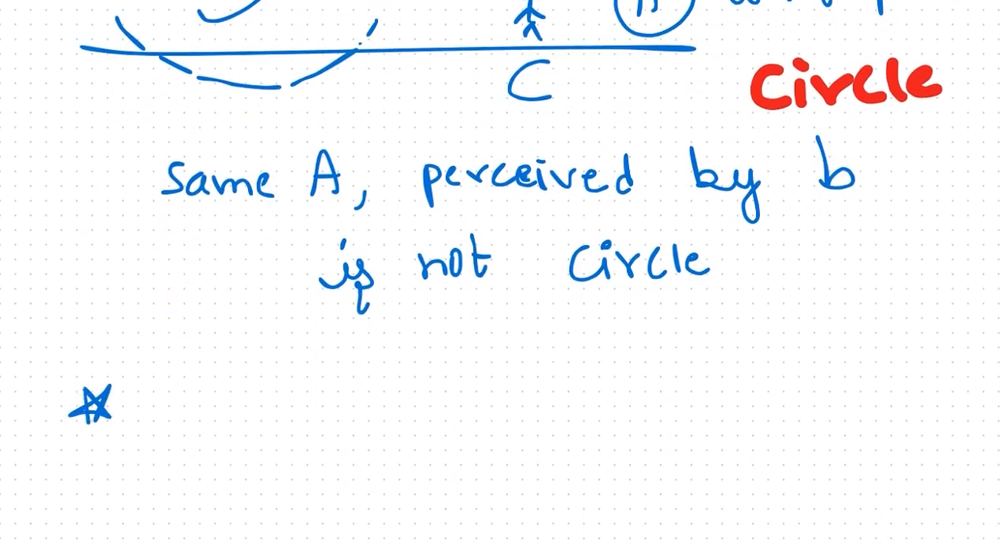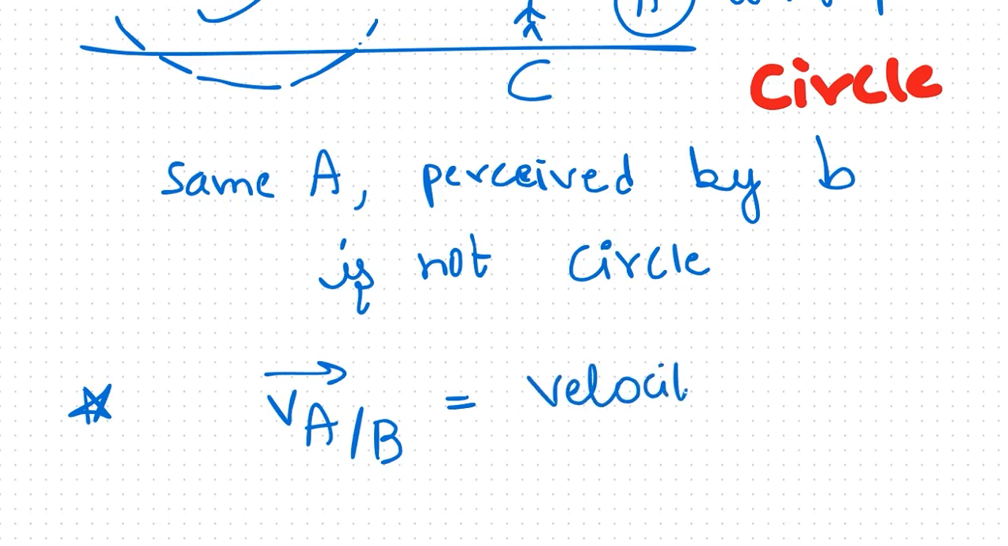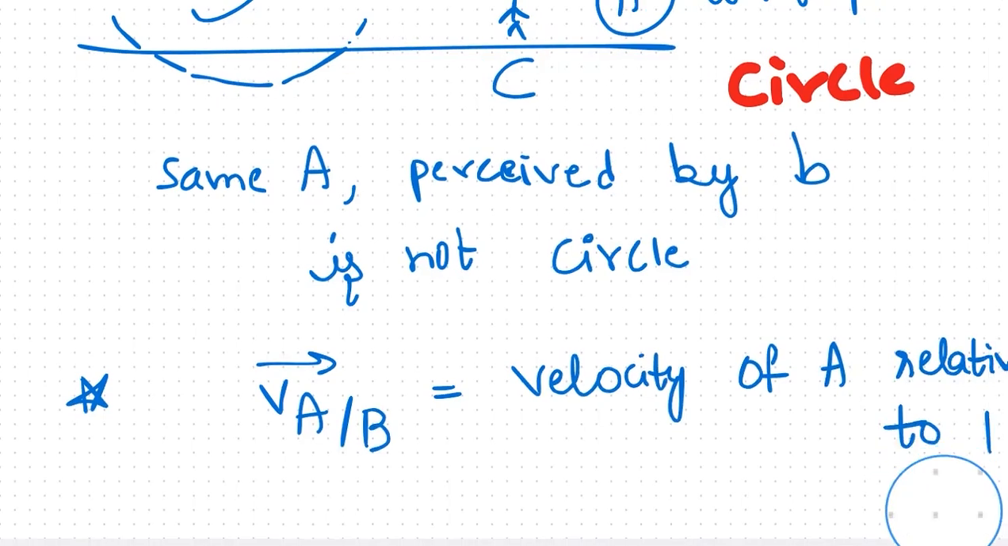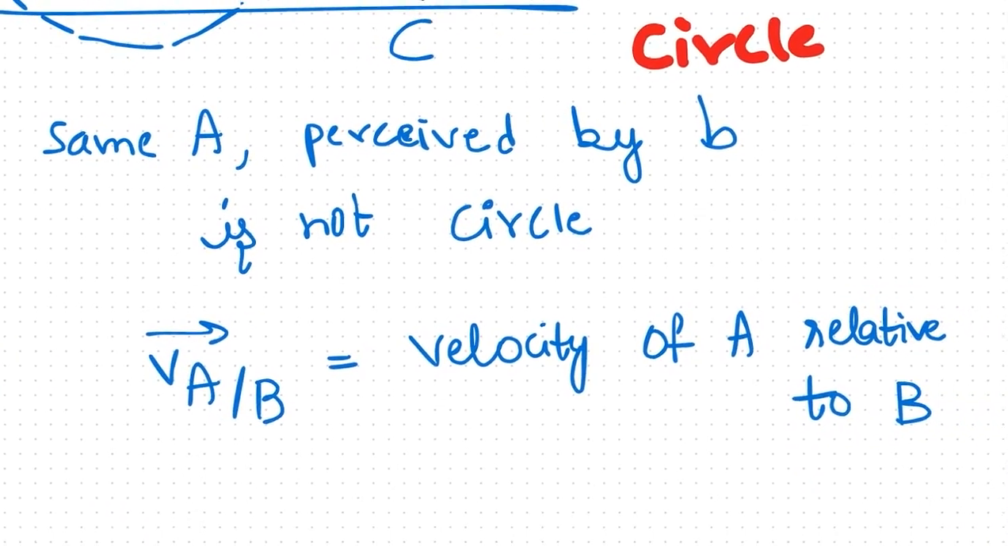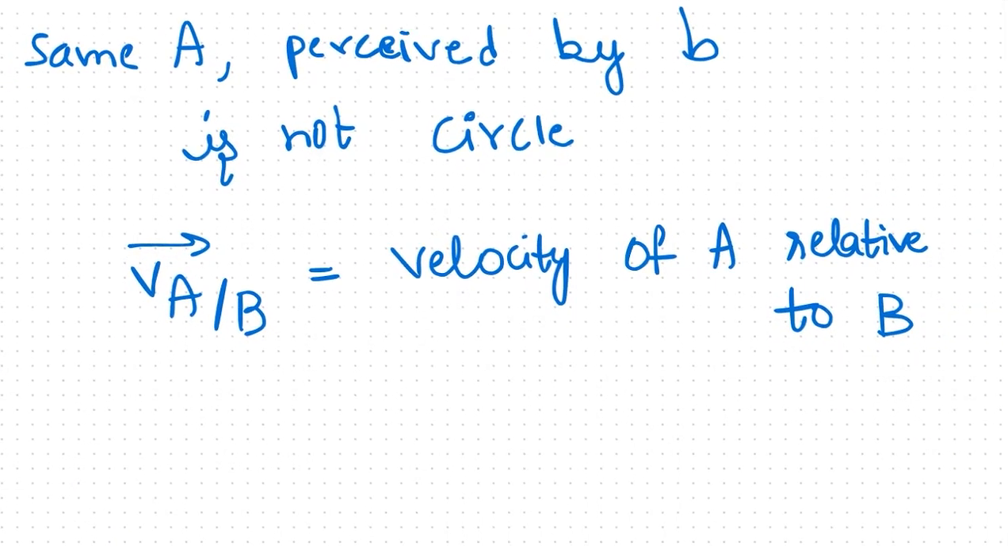The formula is simple. We represent it as A slash B. It means the velocity of A relative to B, or with respect to B, same things, synonyms. So this is velocity, vectors, not speeds.